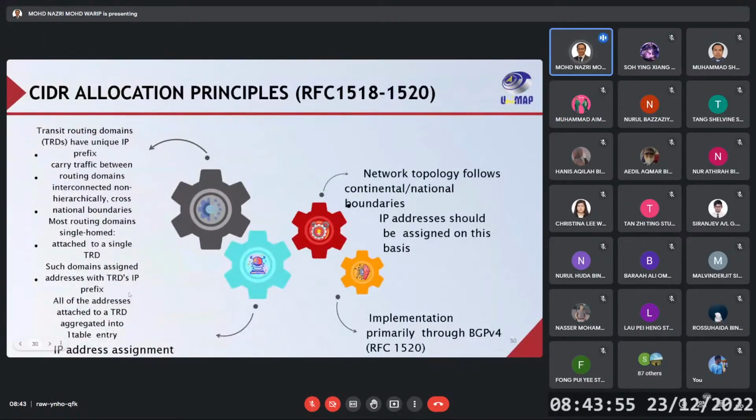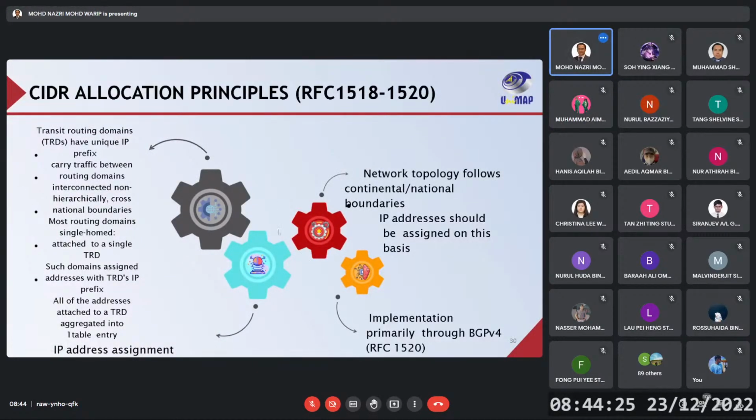Okay, a domain is assigned addresses with the TRD, transit routing domain, IP prefix. All of the addresses attached to the TRD aggregate into one table entry. Like I told you, let's say you have 10 networks, that means you have 10 routing table entries. Eventually, when you do CIDR, it becomes one table entry.